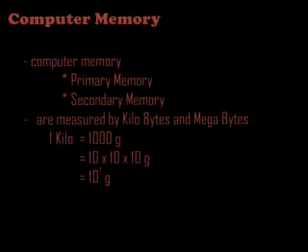Computer memory, that is primary memory or secondary memory, is normally represented by kilobyte or megabyte. In the mathematics subject, we studied 1 kilo equal to 1000 grams. 1000, how can we write? 10 into 10 into 10. Did you get it? This 10 into 10 into 10, we can write as 10 power 3, that is 10 three times. Like this, we can write bit and byte.